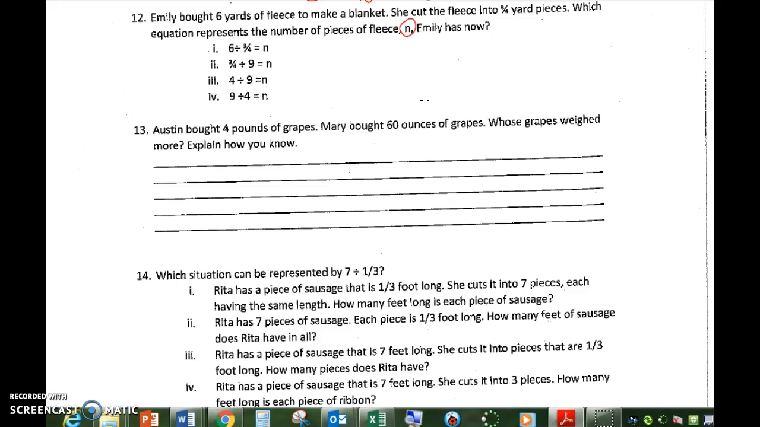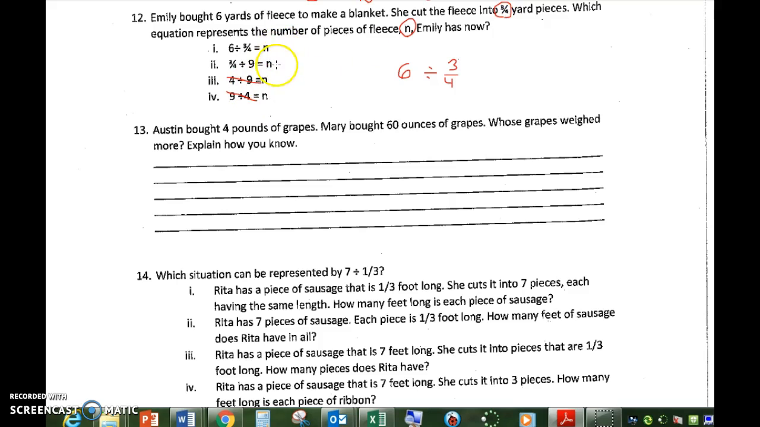So number 12 works like this. You would have to take the 6 yards of fleece, and you're going to cut them into 3/4 of a yard pieces. So that means you're going to divide them into pieces that are 3/4 of a yard long. So when you look at this, there's two answers that make sense. It is not this one, and it is not this. You just can't use only whole numbers in this problem, because there is a number in it that matters, that is a fraction. So those two are automatically eliminated.